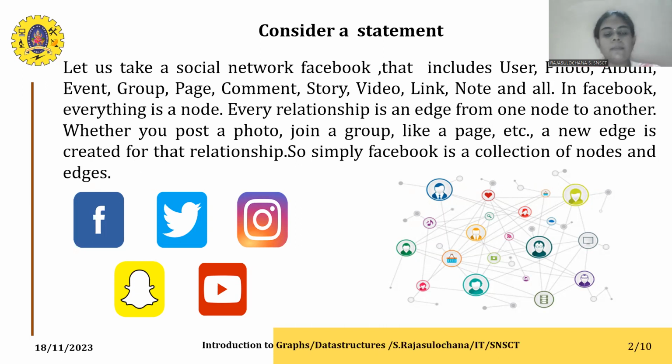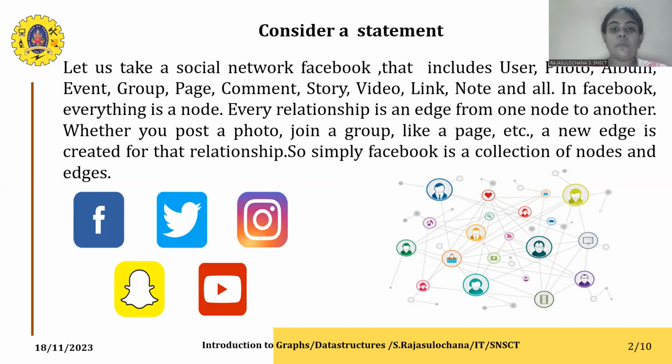For example, if I'm giving a friend request to a person, let us say a person A is giving a friend request to person B, or a person A is getting connected with person B. So these two persons A and B are considered as nodes, whereas the relationship between these two persons are treated as edges.